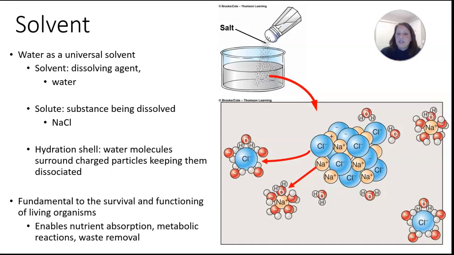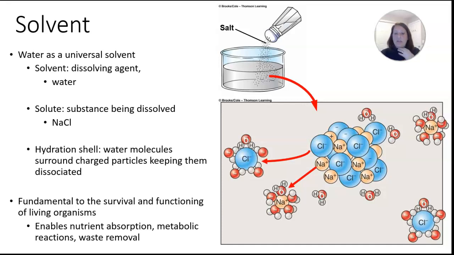Water is the closest thing we have to what we call a universal solvent. So what does that mean? That means if something is capable of being dissolved, water will be able to dissolve it. Okay? So a solvent is going to be the dissolving agent. So water, again, is the universal solvent. It can dissolve stuff. When we talk about solutions, there's always going to be a solvent and a solute. The solute is whatever is being dissolved by the solvent.